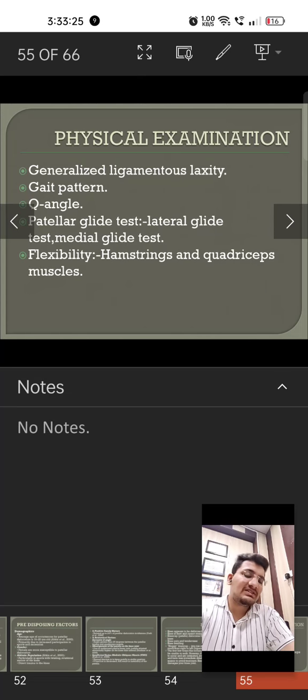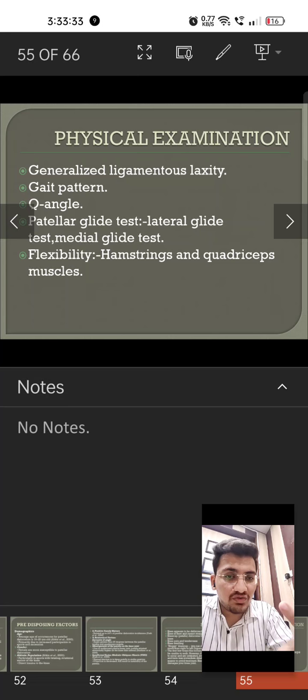So what are the physical examinations? You will check the generalized ligament laxity. What was the gait pattern? Gait pattern was disturbed. Q angle, you will go for Q angle. And patellar glide test, lateral glide, the medial glide test you can do. And for muscular, you can check the flexibility of the hamstring muscle and the quadriceps group of muscle.